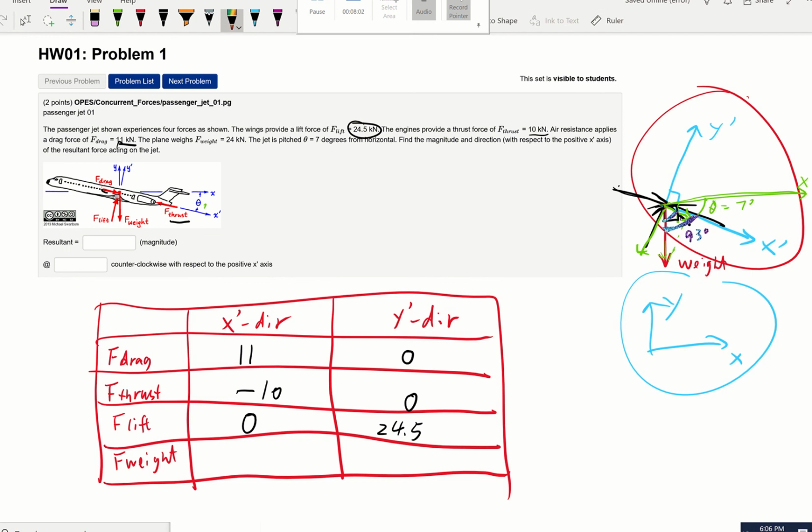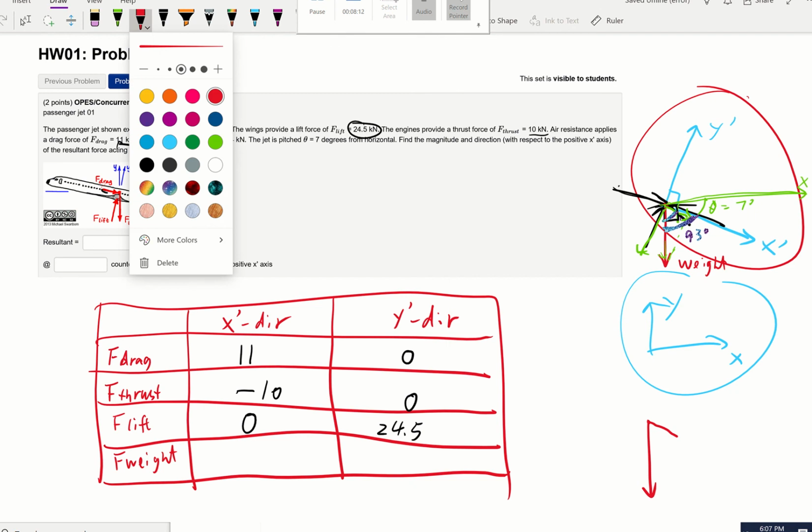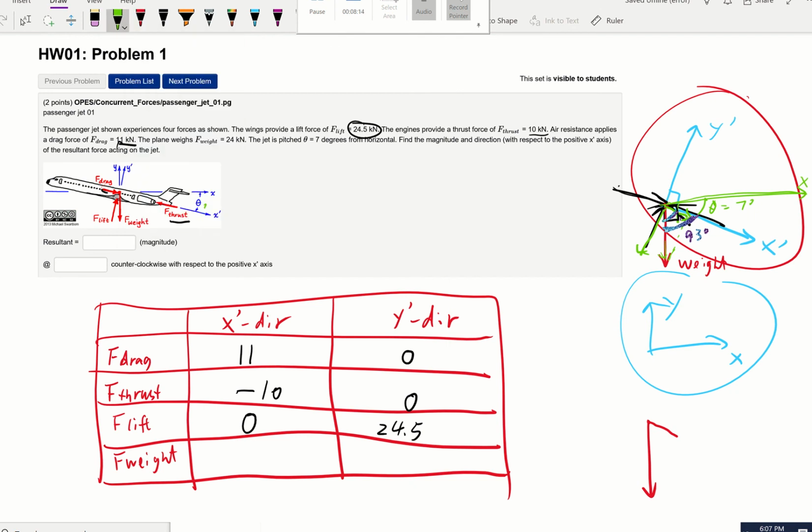So then we can decompose that weight. If I isolate that weight so you can see better, that's our weight straight downward, and this is the x prime direction. This is the weight in the x prime direction, and this is the weight in the y prime direction. We also just figured out this angle is 93 degrees, and this is our weight.